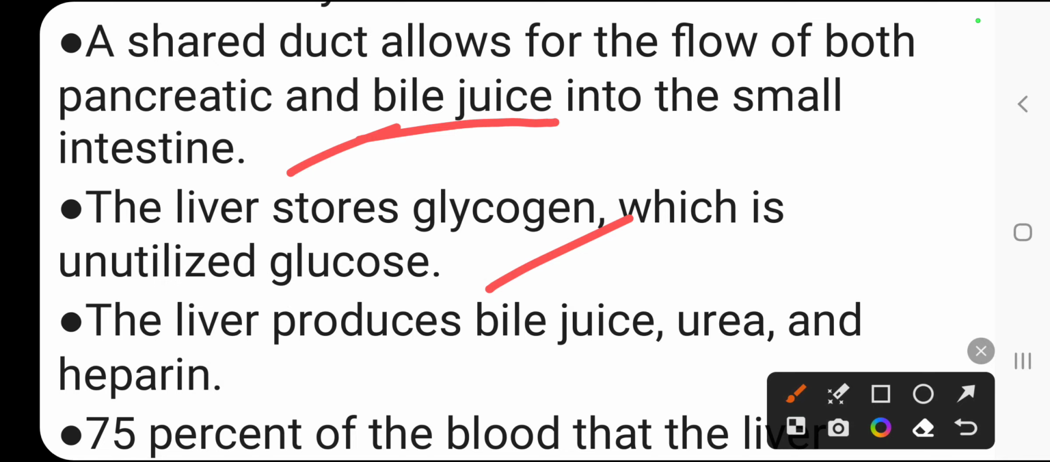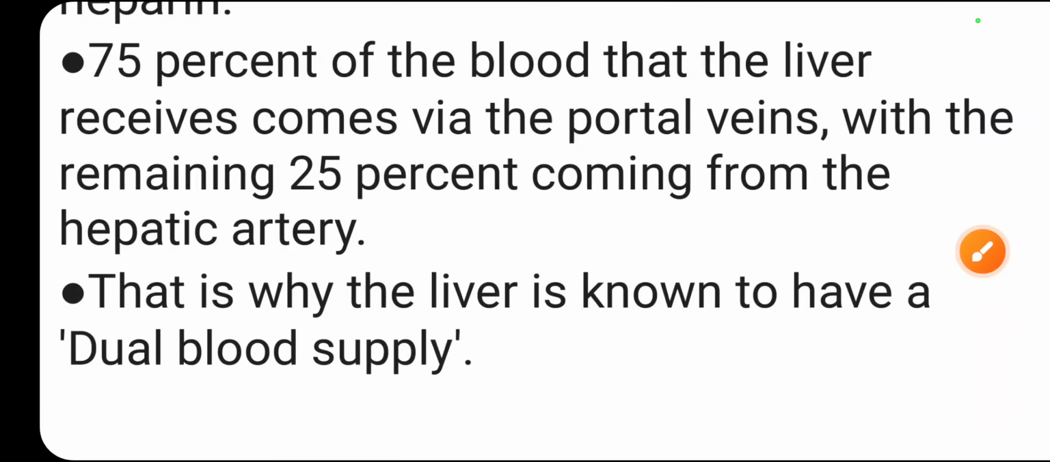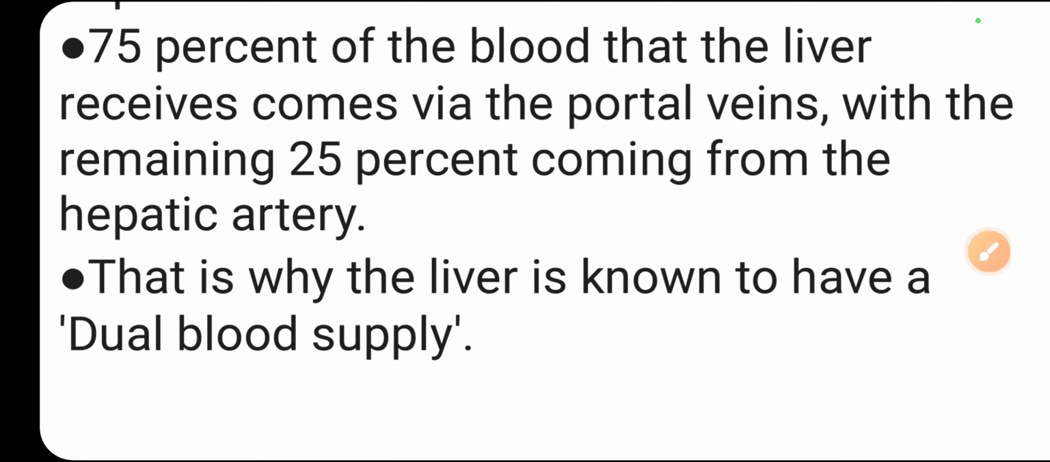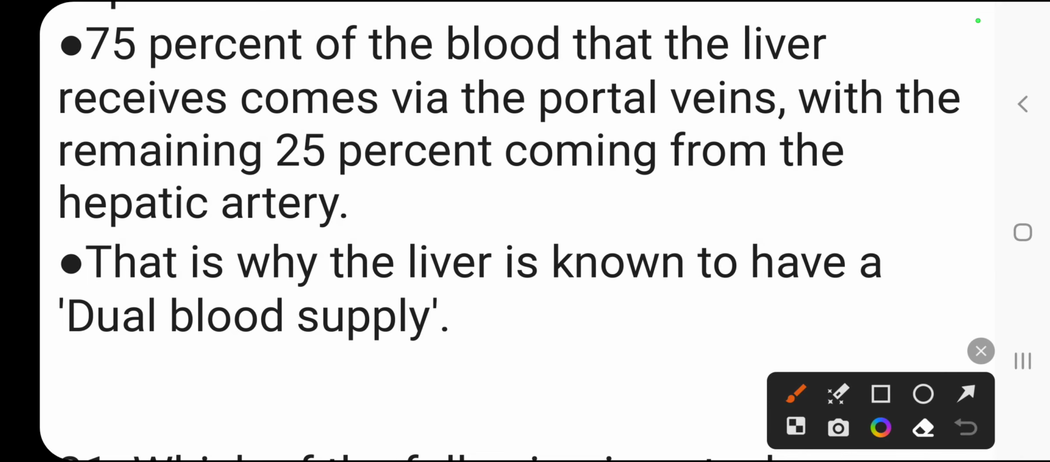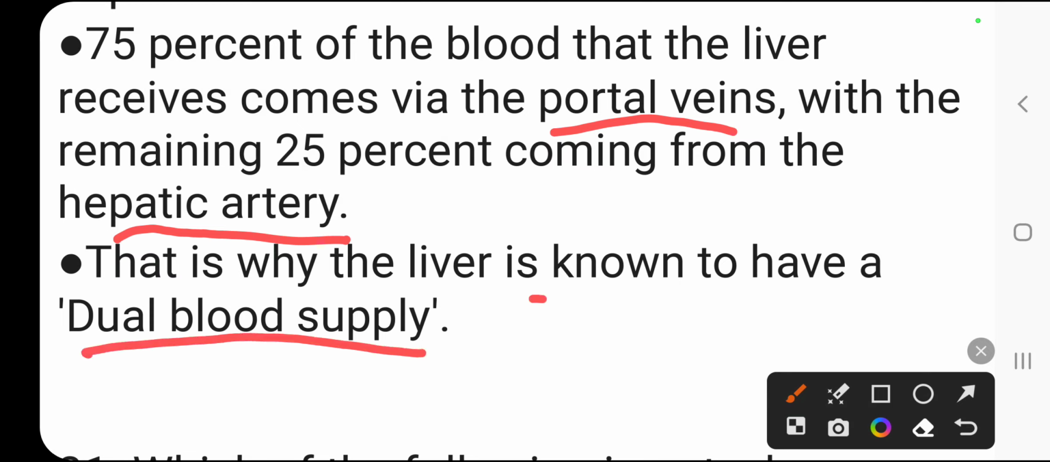The liver stores glycogen, which is unutilized glucose. The liver produces bile juice, urea and heparin, and 75% of the blood that the liver receives comes via the portal veins, with the remaining 25% coming via the hepatic artery. That is why the liver is also known to have a dual blood supply. So it's an important point. 75% of the blood comes from the portal veins and 25% comes from the hepatic artery. So the liver is said to have dual blood supply.